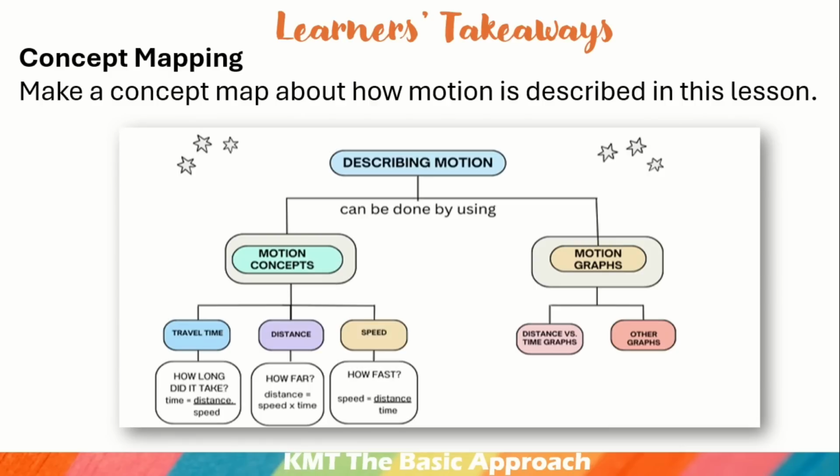The formula will be time equals distance divided by speed. For distance, how far? The formula will be distance equals speed multiplied by time. And for speed, how fast? The formula will be speed equals distance divided by time. While for motion graphs, we have distance versus time graphs and other graphs.